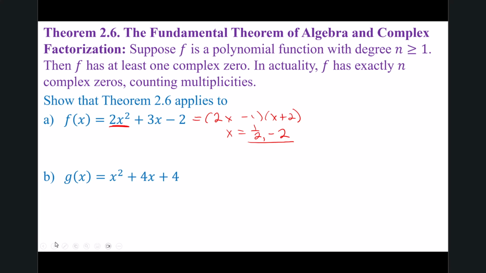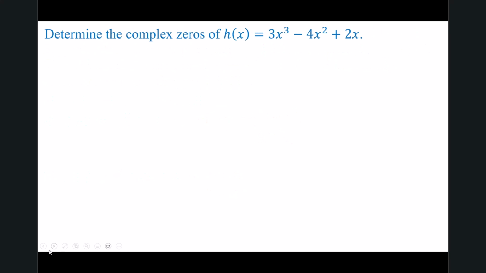Let's look at g of x equals x squared plus 4x plus 4. I can factor that to x plus 2 squared. So our zero is x equals negative 2. This is only one zero, but it does count twice because it says counting multiplicities up here in our theorem. And this one is a multiplicity too. So if we count it twice, there are 2 zeros.